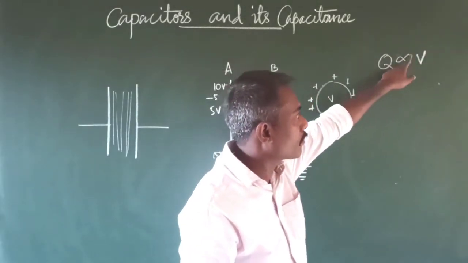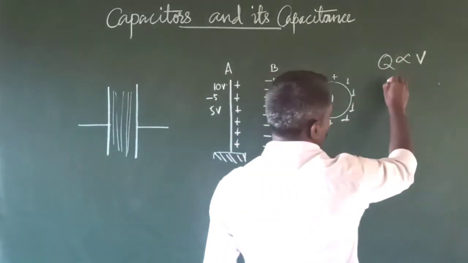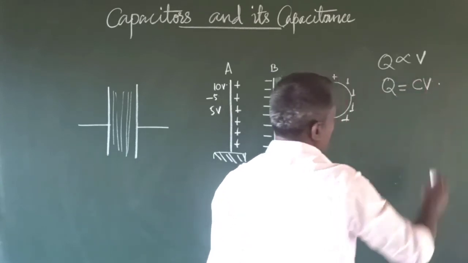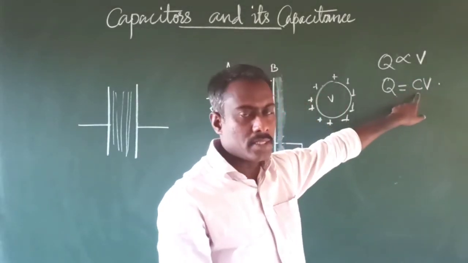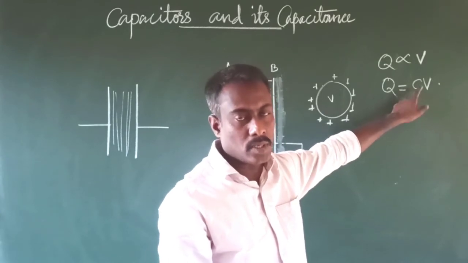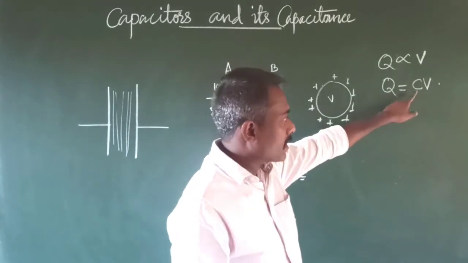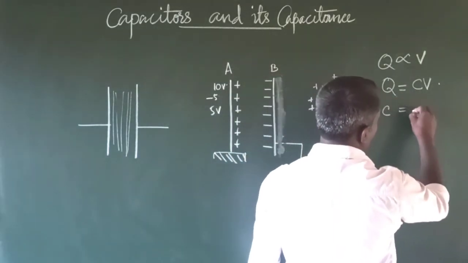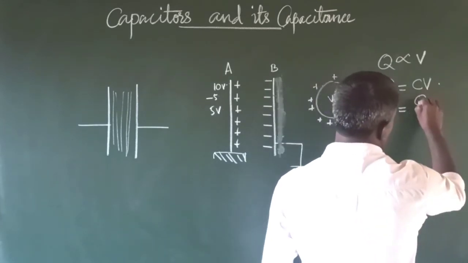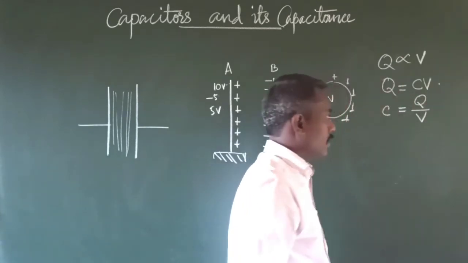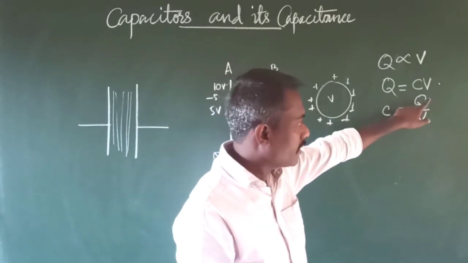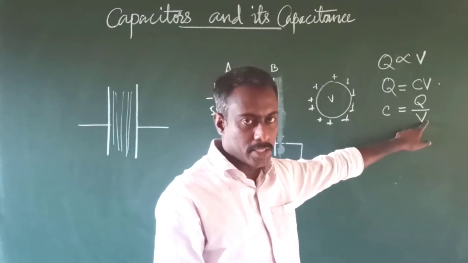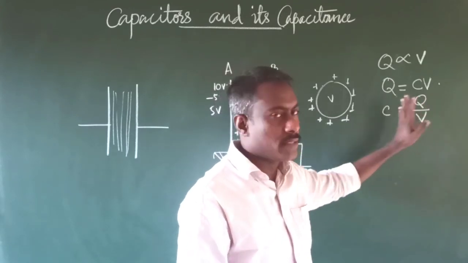Here a proportionality sign is there, and in order to remove this proportionality sign, we multiply with a constant, and that constant C is called the capacitance of a conductor or capacitor. From this equation, capacitance is equal to Q divided by V. That means capacitance is the ratio between the charge and the potential of a capacitor.